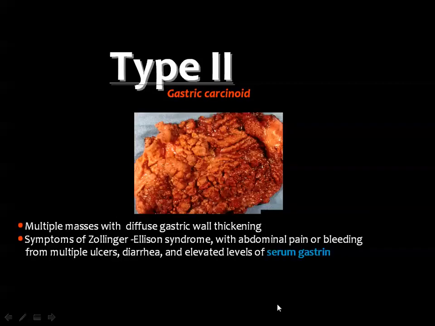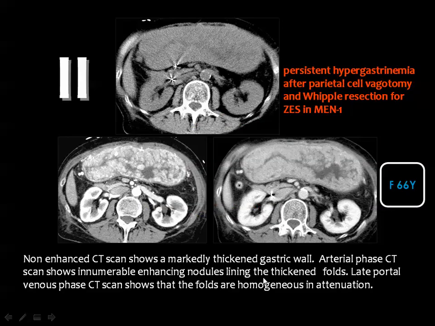The type 2 carcinoid is associated with symptoms of Zollinger-Ellison syndrome due to marked hyperacidity, and the carcinoid tumors here also are in the form of multiple lesions. In the pre-contrast study, you see that the stomach wall is diffusely infiltrated, but after contrast, you see significant arterial phase enhancement of many bulboid lesions markedly encroaching on the gastric lumen.